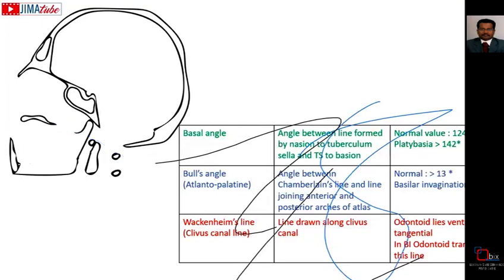Next is the clival canal line or Wackenheim's line. The line is drawn along the clivus canal. So the odontoid lies ventral and tangential. In basilar invagination, the odontoid actually transects this line.